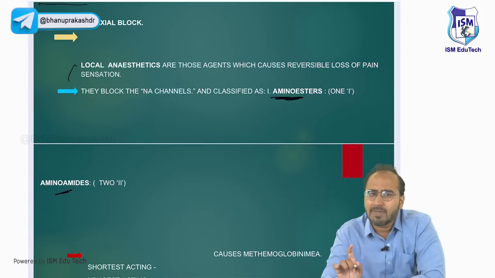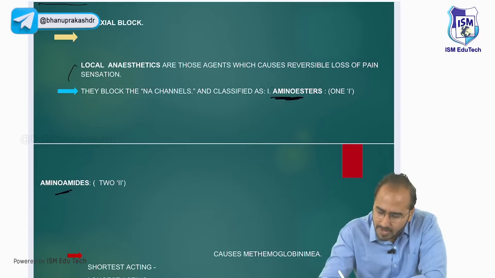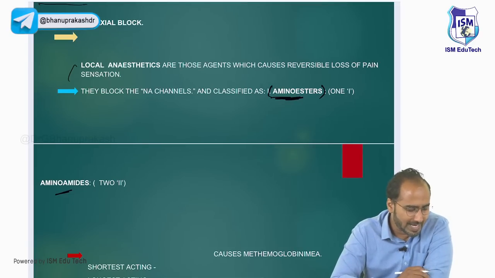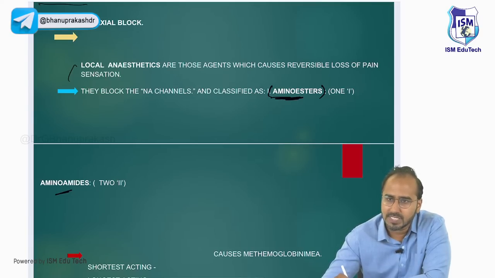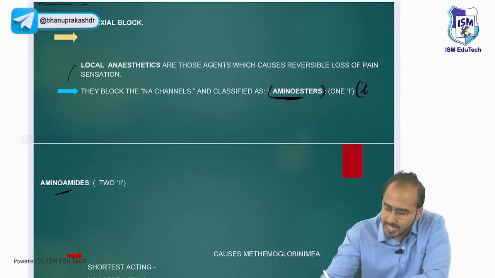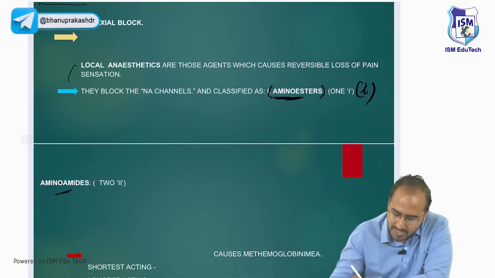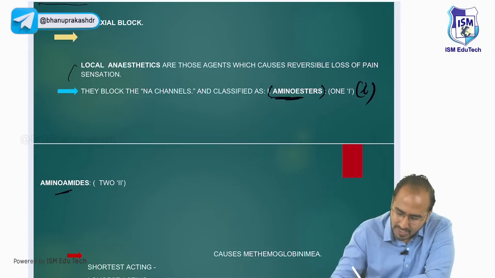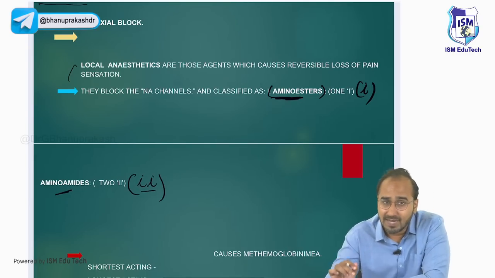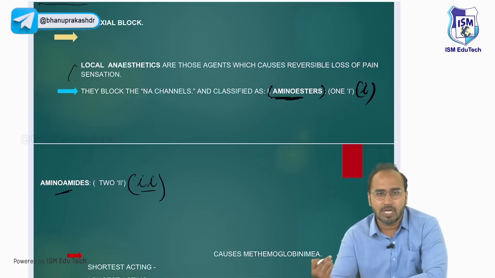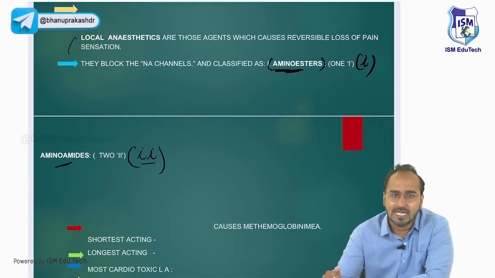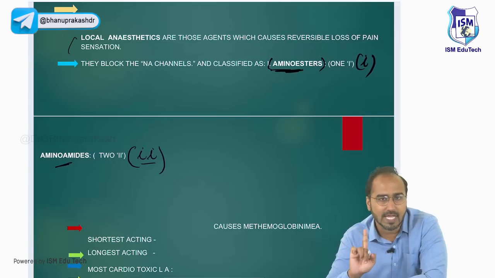Easy way to remember: just look over here, guys. See the term amino ester. In the spelling of amino ester, how many I's are there? Only one I. Whereas in aminoamides, how many I's are there? Two I's. This is very important, guys. There have been questions asking which is an amino ester and which is an aminoamide. So amino ester drugs are those that have only one I.